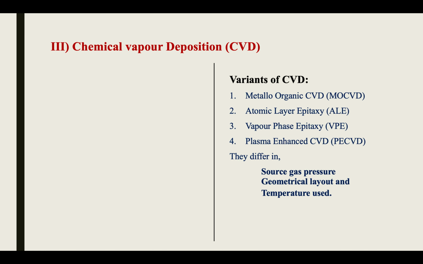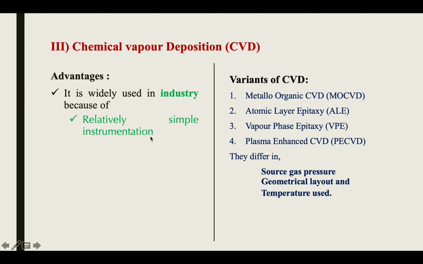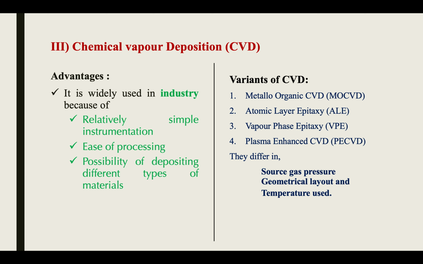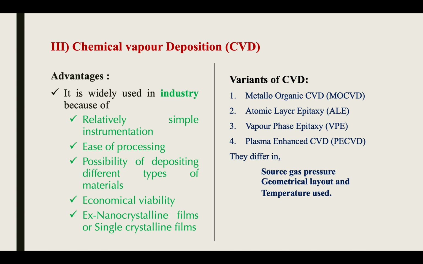Now we will see the advantages of chemical vapor deposition. This technique is widely used in industry because of the following reasons. First, it is a relatively simple instrumentation. Second is the ease of processing; the process is very easy. Third is the possibility of depositing different types of material. Fourth, it is economically viable. That's why this is widely used in industry. For example, if you want to make nanocrystalline films or single crystalline films, you can use this method, that is chemical vapor deposition.